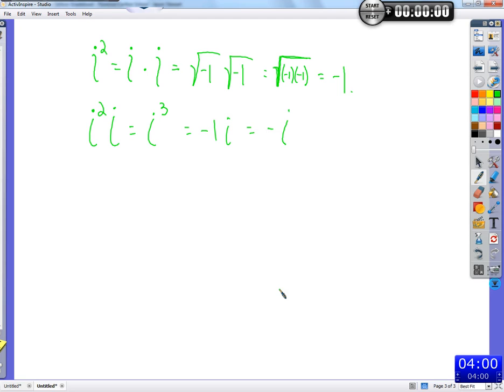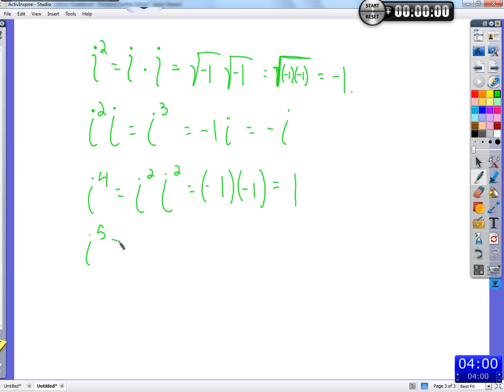Wait, wait, wait. So is i to the fourth... is it one? It is one. Because it's i squared times i squared, which is negative one times negative one, which is one. So if you multiply four i's together, we're all the way back around to a positive one, the real number. It's the basis of everything else. So a real number is worth four imaginary numbers? Yeah, that's right.